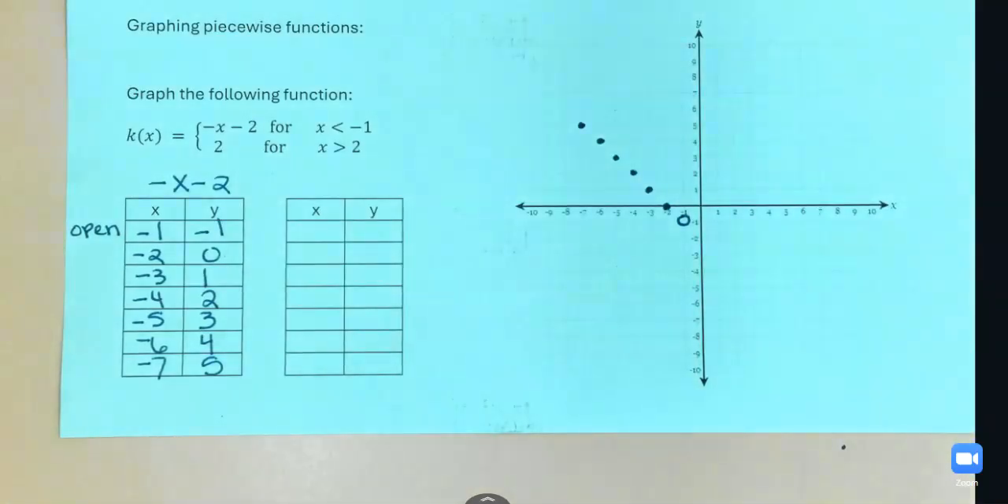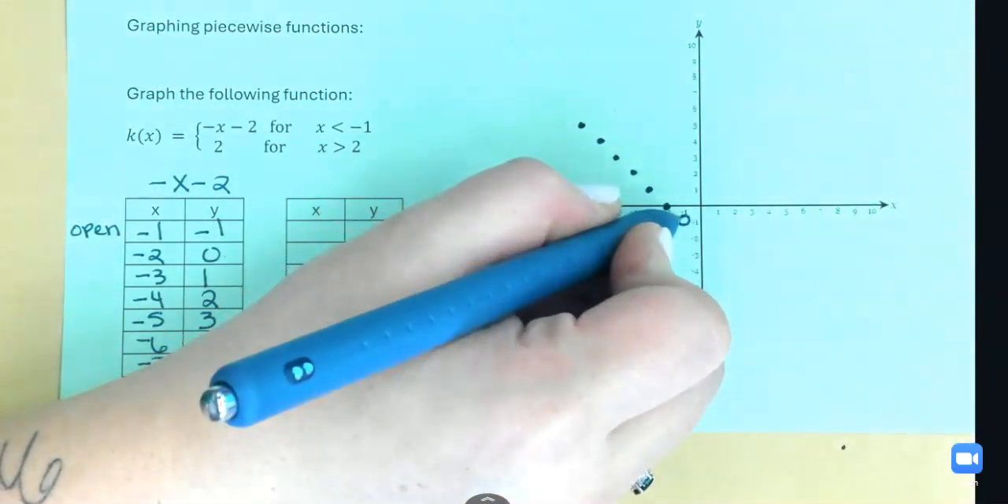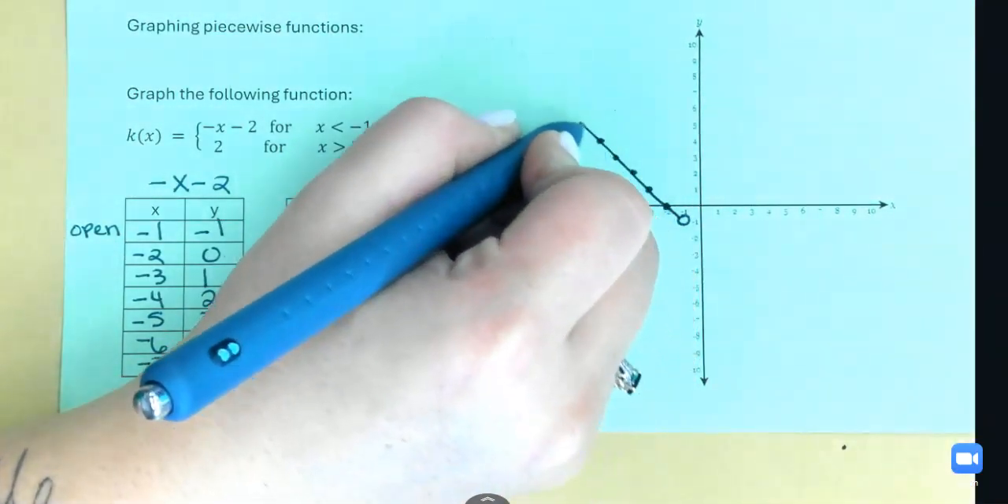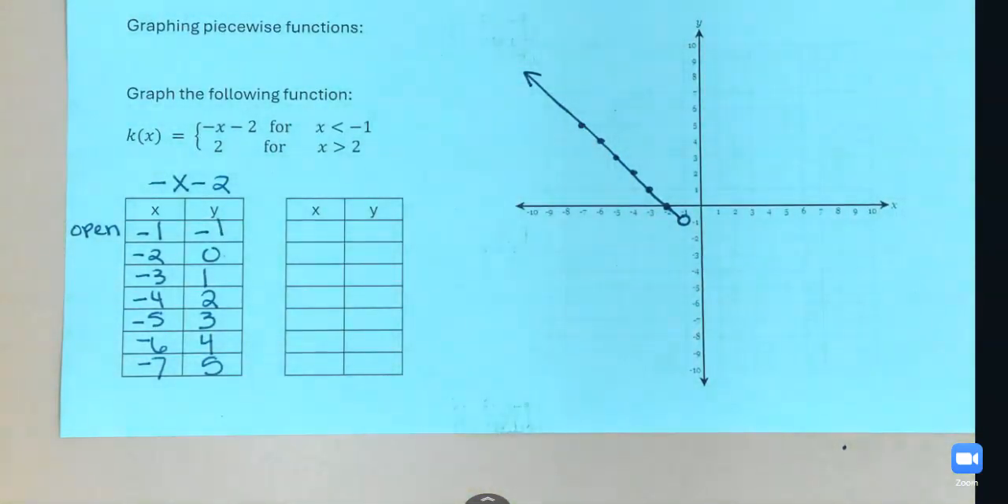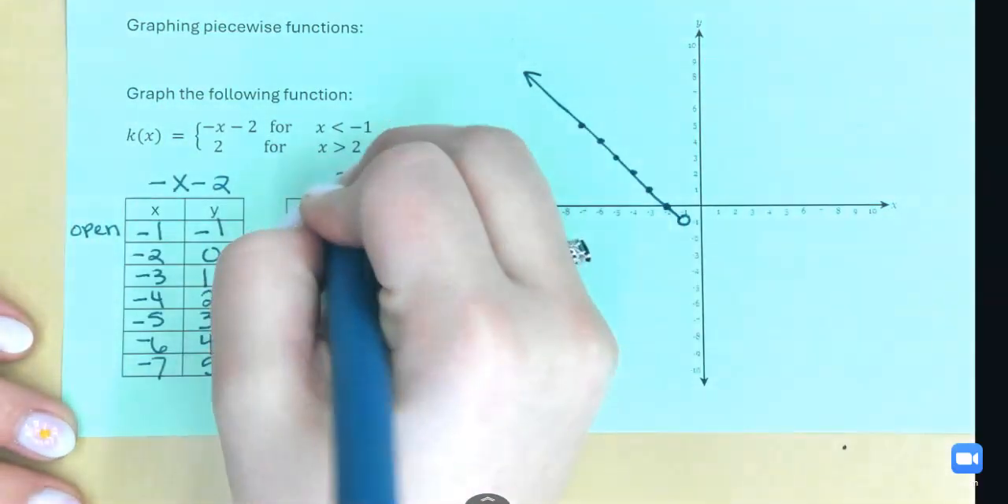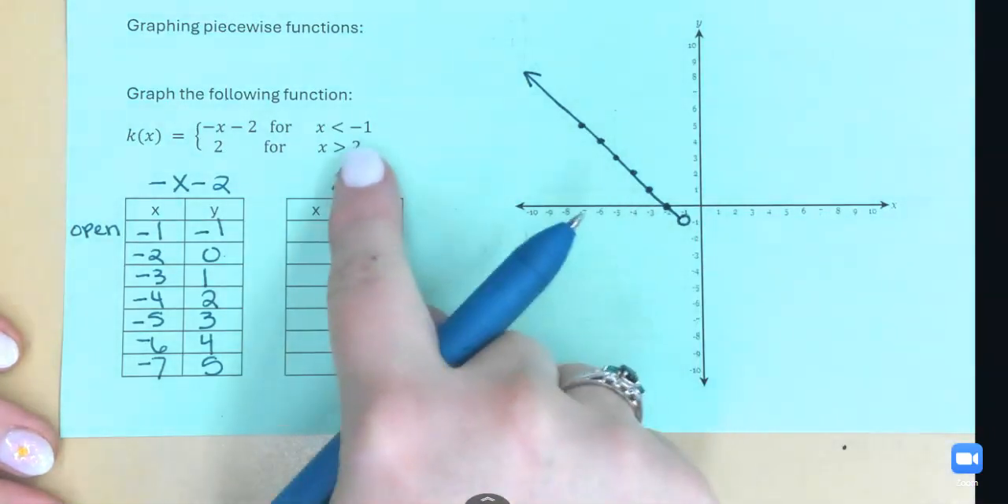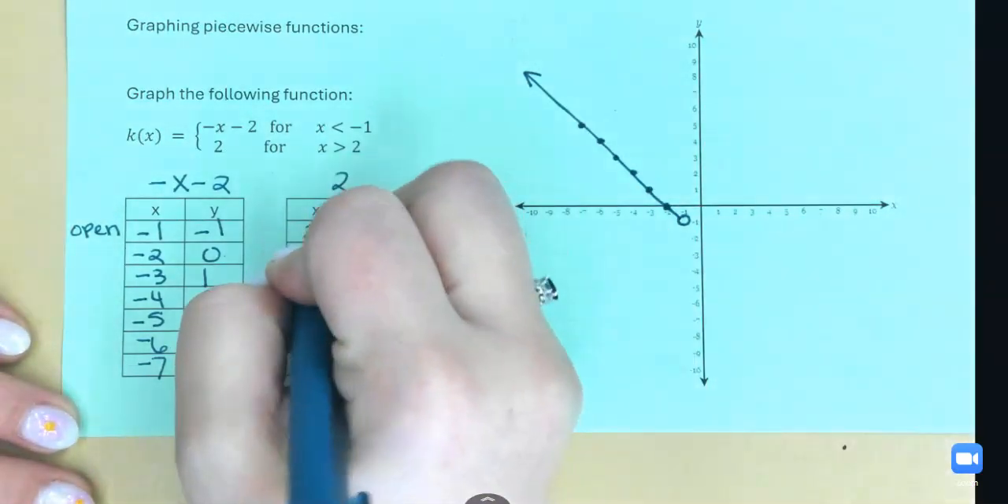And they are going to go off forever, so I need to make sure that when I connect these dots, I have an arrow indicating that it keeps going. Okay, and the next one is just going to be that y is equal to 2, but my x values start at 2 and increase.